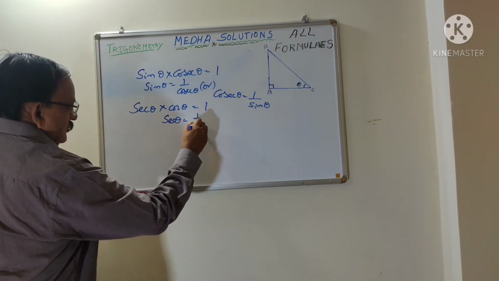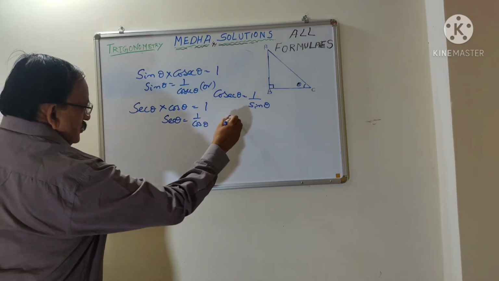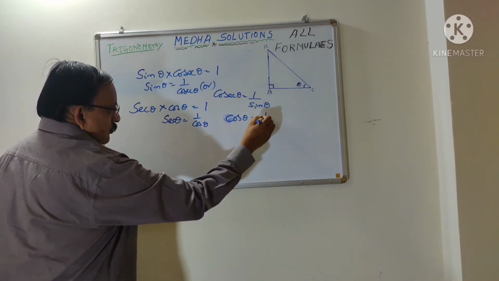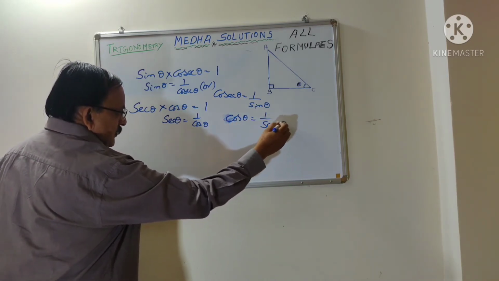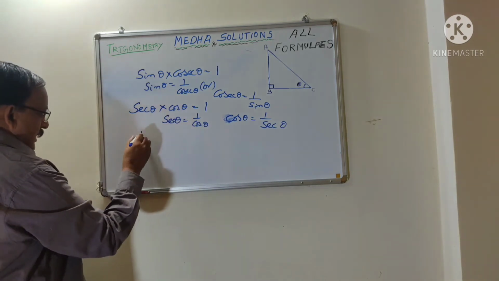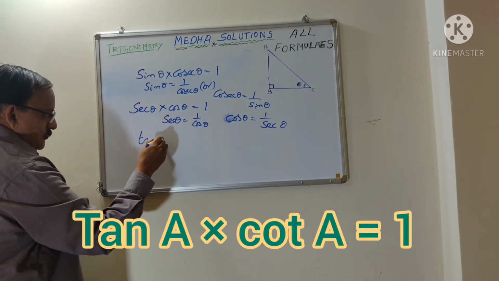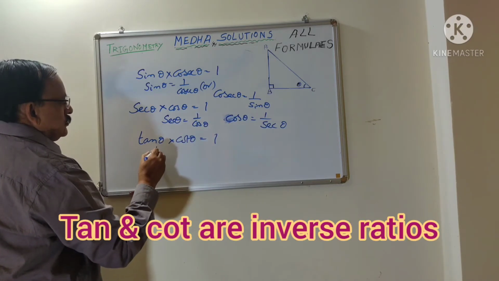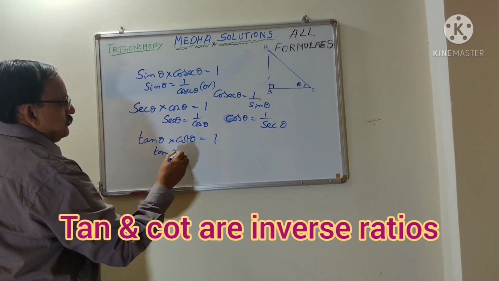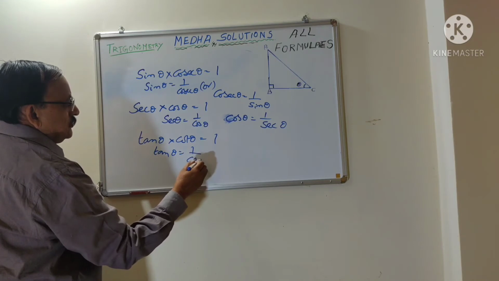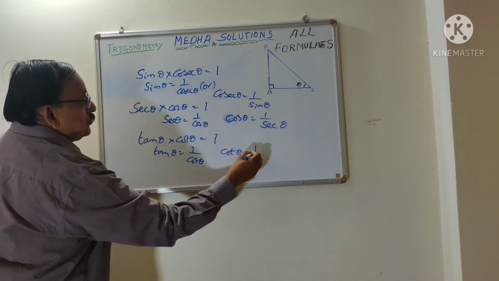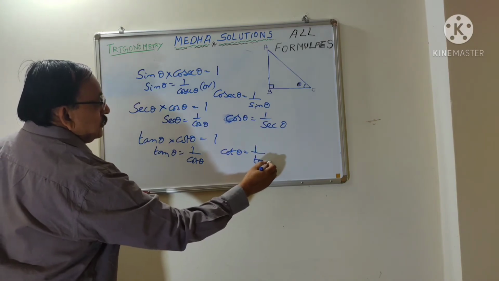Now here, sec theta is equal to 1 by cos theta, or cos theta is equal to 1 by sec theta, whereas tan theta into cot theta is equal to 1. So tan theta is equal to 1 by cot theta, or cot theta is equal to 1 by tan theta.